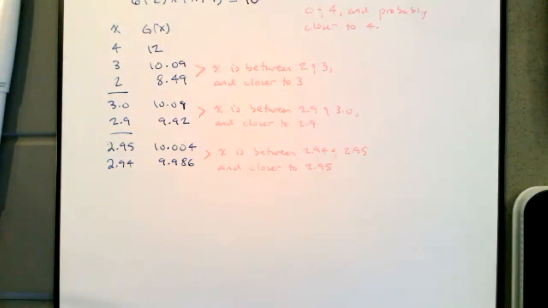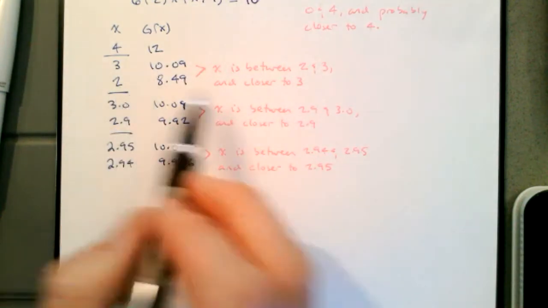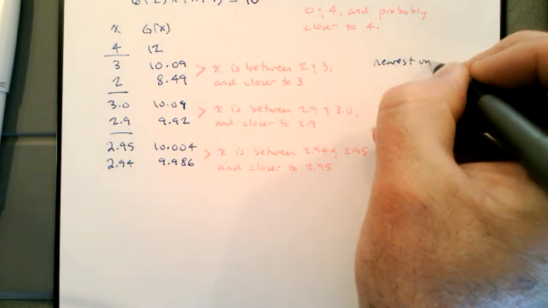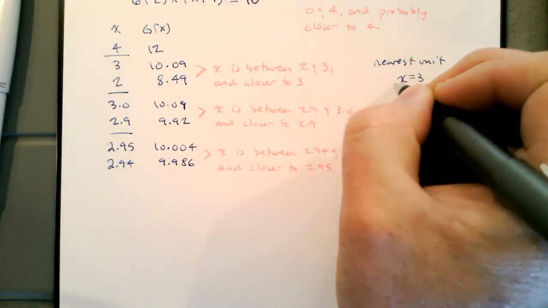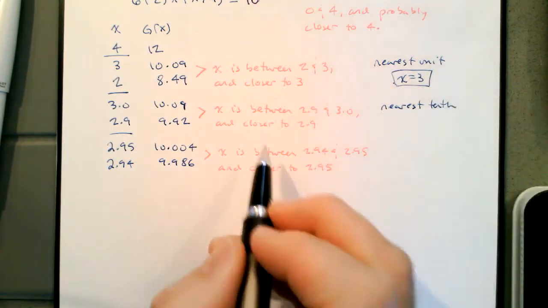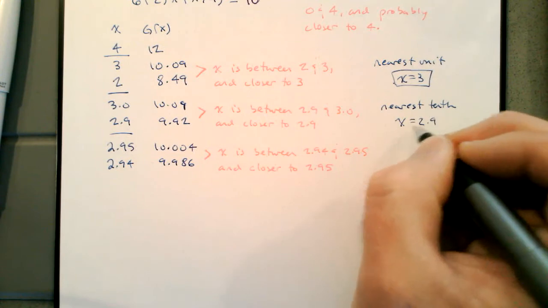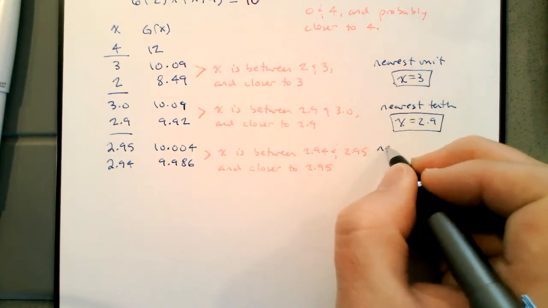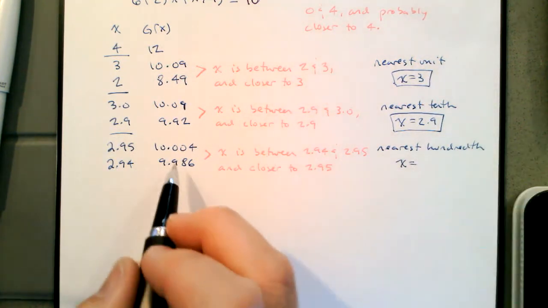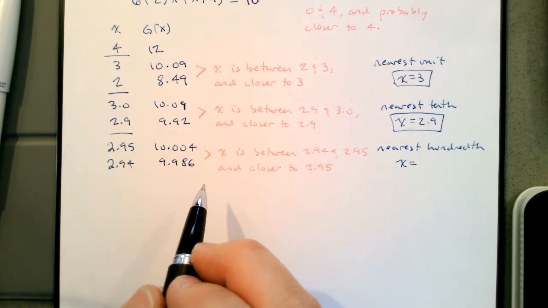So if we wanted to, depending on where I said round your answer: X is between 2 and 3 and closer to 3. So to the nearest unit, X is equal to 3. If I said nearest tenth, the closer tenth is 2.9. It's 8 hundredths away, where 3.0 was 9 hundredths away. So we'll say X equals 2.9. If I ask for the nearest hundredth, 2.95 is 4 thousandths away, where 2.94 is 14 thousandths away. So the closer hundredth is 2.95.